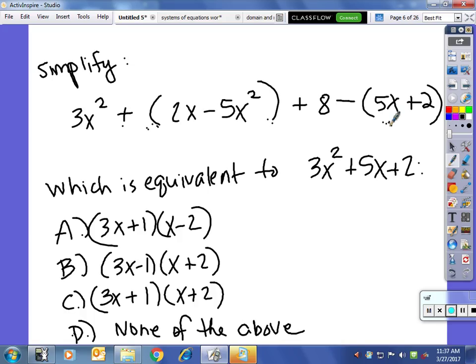Is this set of parentheses necessary? Yes. Here you're distributing a negative 1. Okay, so let's just open up both parentheses. This would be 3x squared plus 2x minus 5x squared. Nothing changed there. Bring down the plus 8.